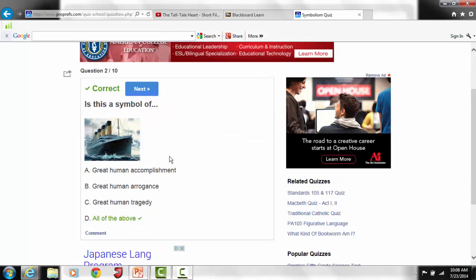The reason why it is all of the above is the Titanic was a great human accomplishment for the time that it was built. Further, it was great human arrogance. We all know what happened with the Titanic. People were like, oh, it was the unsinkable ship, and on its maiden voyage, from Europe to the United States, it sank. And then last, it was great human tragedy because in the entirety of its sinking, so many people, I believe over 1,500 people, lost their lives. So even though it's a picture of a ship, this object is a symbol of more than what it seems.